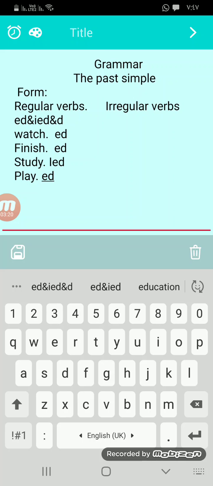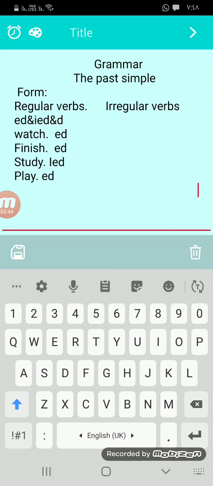For example, play, played. So the difference here between study and play: study, Y before it a consonant, change Y into ied, so the word will be studied, okay? Play, don't change Y here because before Y is a vowel. Play, played. Understand now? Okay, let's take an example.